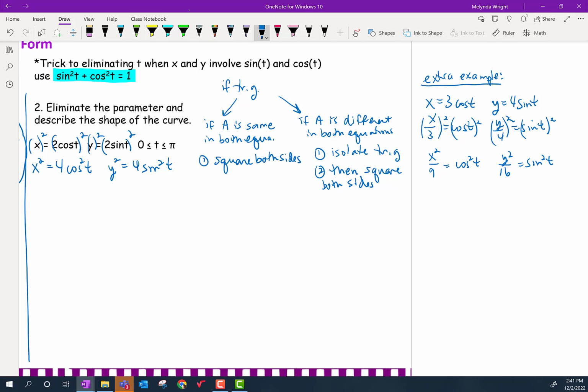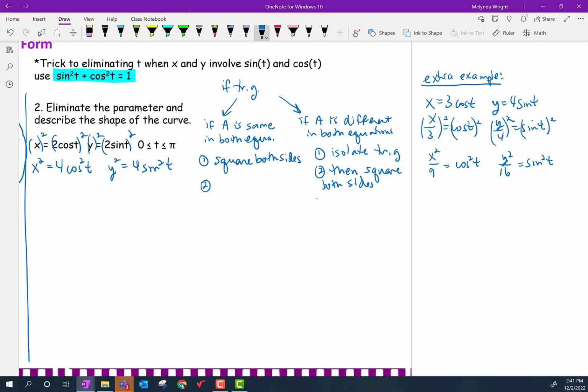Now I want to pause there for a minute and make sure we're all caught up. Okay, so we're delineating if A is the same or different. That's significant for us. Is A the same or different? Okay. Our next step is actually the same.